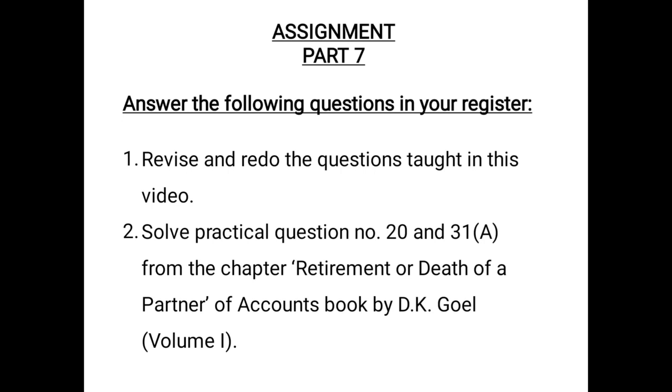So with this we come to an end to the retirement chapter, and the second part of this chapter, that is death of a partner, is not there in your syllabus. So go through the videos, children, revise the adjustments, revise the formulas, revise the entries, and practice as many questions as you can do, and especially the questions which have been given to you as a part of the assignment.